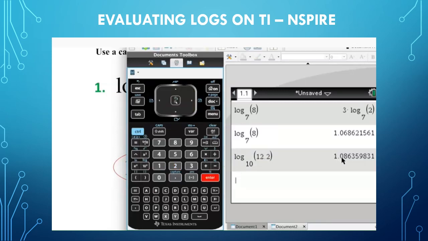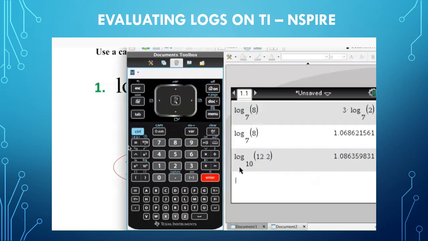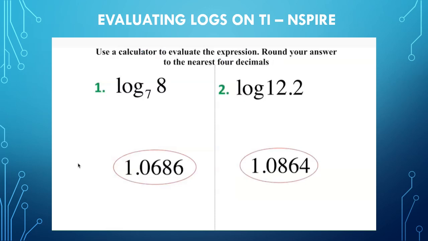I have to round it to 4 decimals. 1, 2, 3, 4. The 3 would turn into a 4 because the 5 would round up. So it's going to be 1.0864. Now you're going to do the exact same thing if this one said LN. For some reason, if you need that, you're just going to hit this button instead. Control, and then this button will give you the LN, and that's it. But that's how you'll find it using the TI-Nspire.